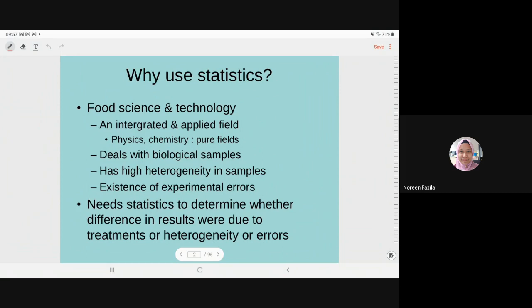So that's why we need statistics to determine whether differences in results were due to the treatments or the heterogeneity or errors. It is not enough to only look at the numbers, to only look at the means. We have to do a statistical test.